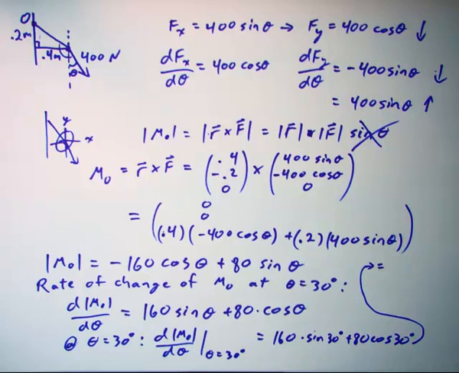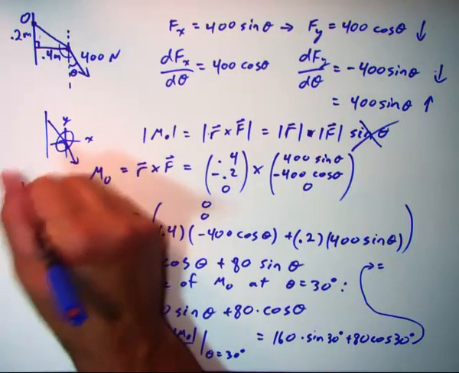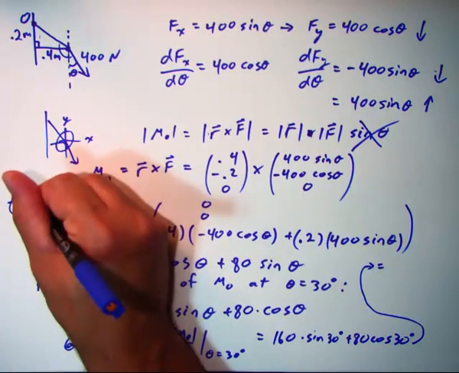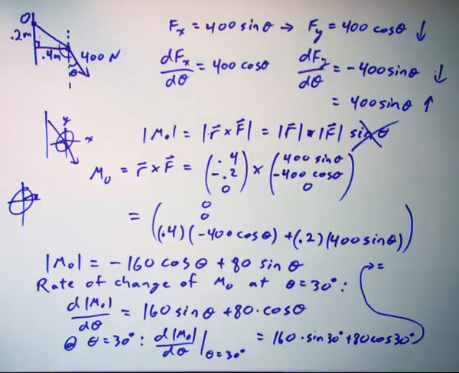Don't quite need another page. Let's just go over here and write it down. Sine of 30 degrees, just in case you don't remember, you go to 30 degrees, sine is the vertical component, so it's the small one, it's a half, so it's 160 times a half plus 80 times root 3 over 2, which gives us 80 plus 40 root 3 newton meter per something, per degree, I guess.